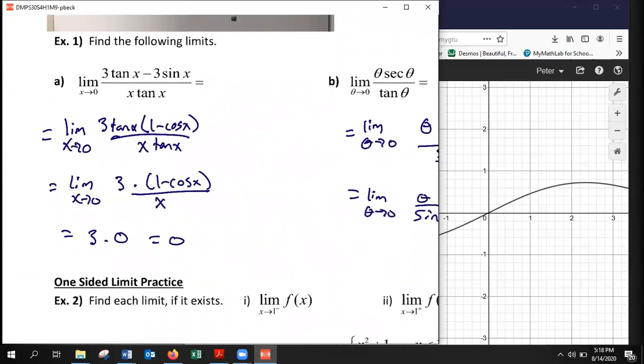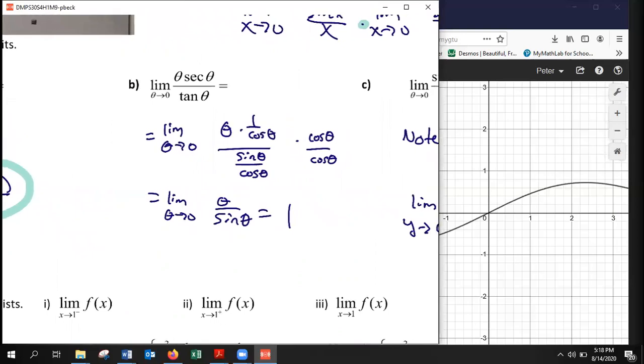Now, these kind of problems are just working with that. In the first, in part A, I factored out the tangent, and sine divided by tangent is cosine. And so what you should see is I now have 3 times tangent over tangent times 1 minus cosine x over x. And so since this limit's 0, the overall limit's going to be 0.